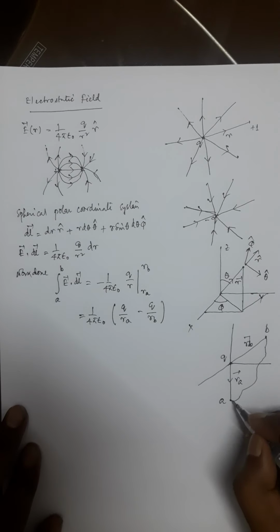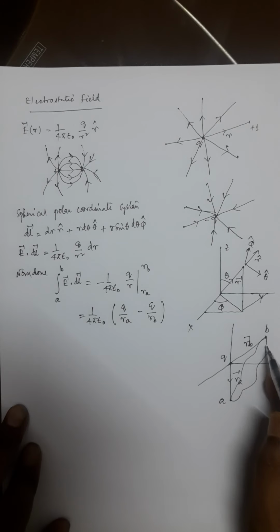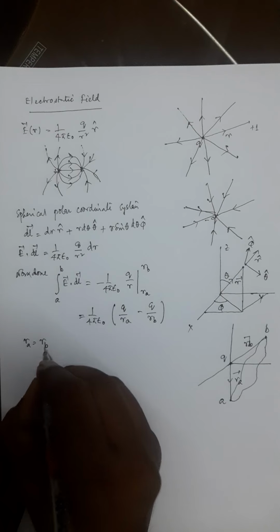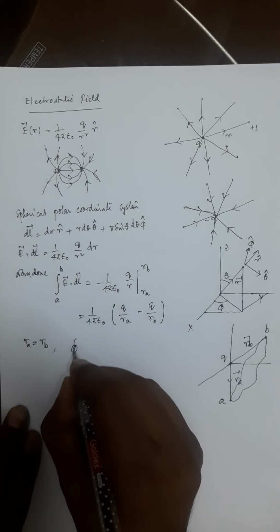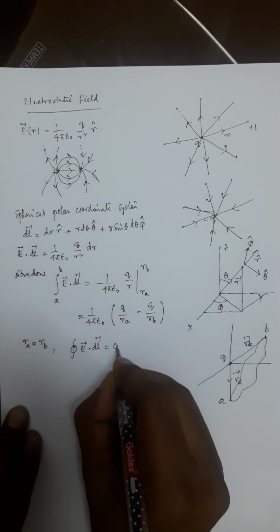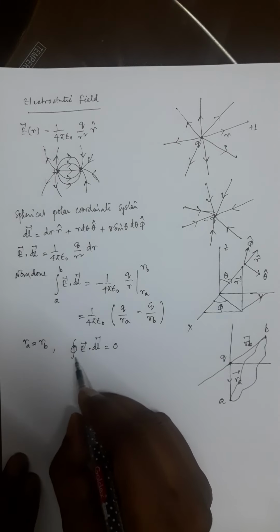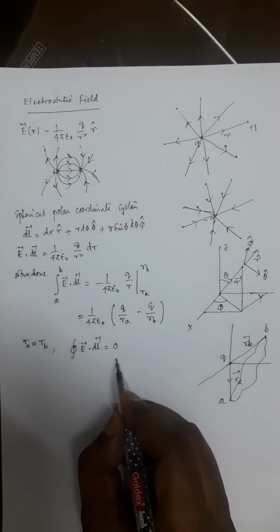Now, if we consider a closed path, then the two points, the initial point and the final point, will be the same, that is r_A will be equal to r_B. And so, for the closed path, this integration of E dot dl will vanish. So, here we see that the total work done in moving a unit positive charge through a closed path is 0, and this is the characteristic of the conservative force field.